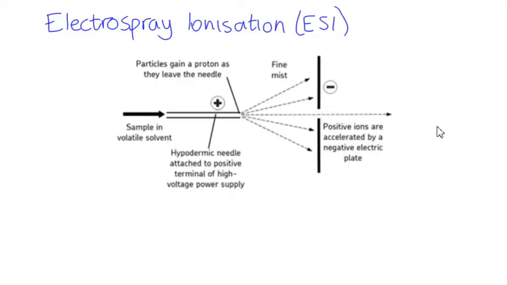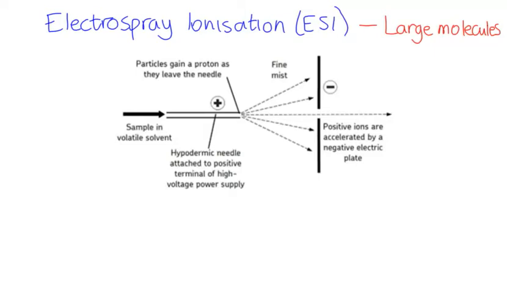So our second type of ionisation, when we zoom into that little ionisation chamber, is called electrospray ionization, and rather than small molecules, this is going to be used for large molecules. So we might be talking about, in our second year, the structure of polymers, the structure of proteins, they might be determined by electrospray ionization. So we tend to use this for larger molecules.